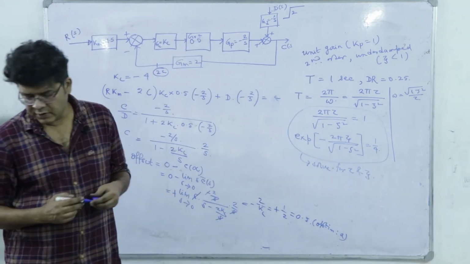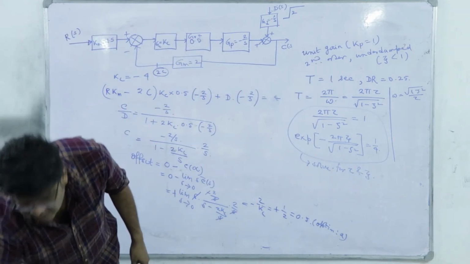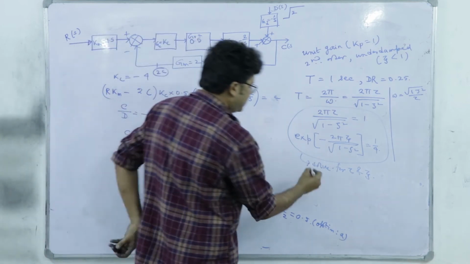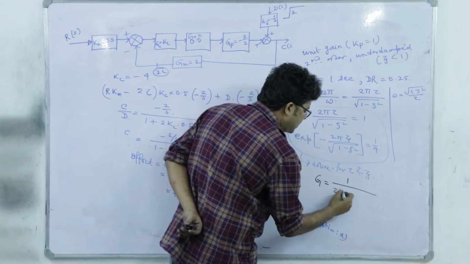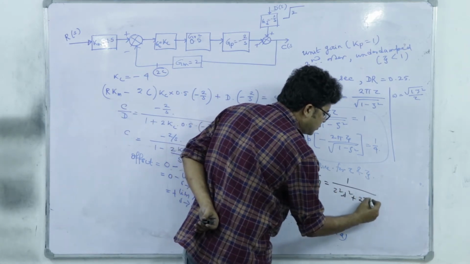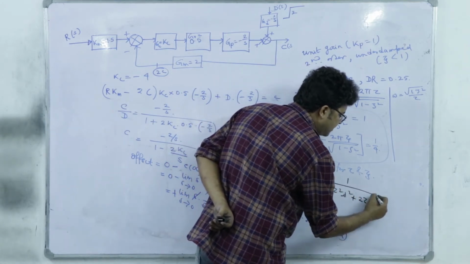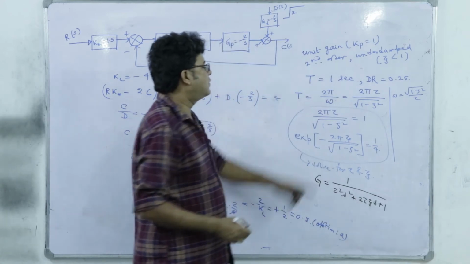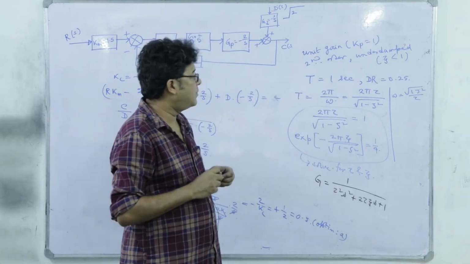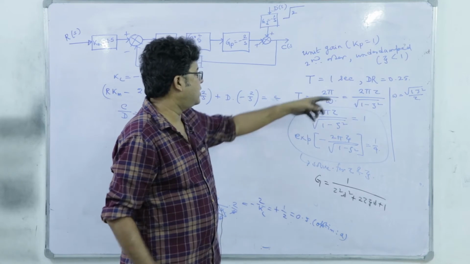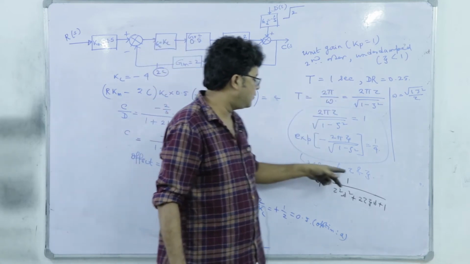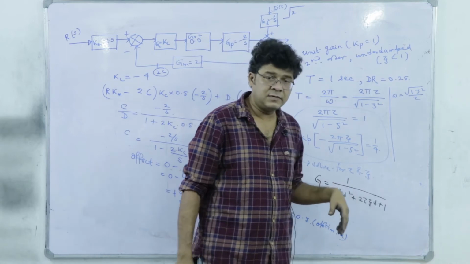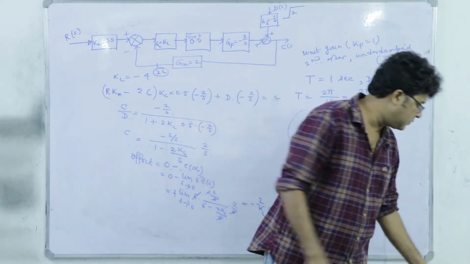So, from these two equations, you have to solve for tau and zeta. So, once you know this tau and zeta, the rest is pretty simple. The transfer function will be 1 divided by tau square s square plus 2 tau zeta s plus 1, right. So, from this statement of time period and this decay ratio, we have to solve for tau and zeta, then we substitute and we will get the transfer function.